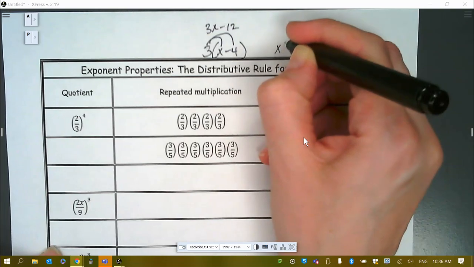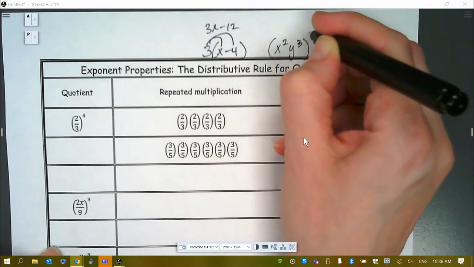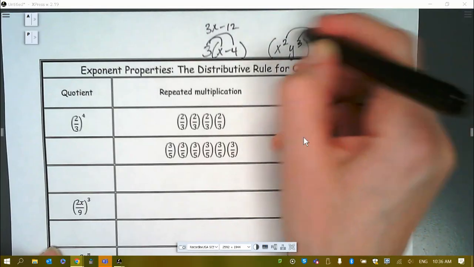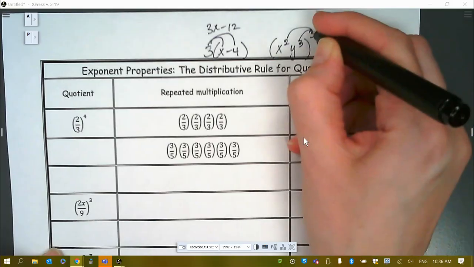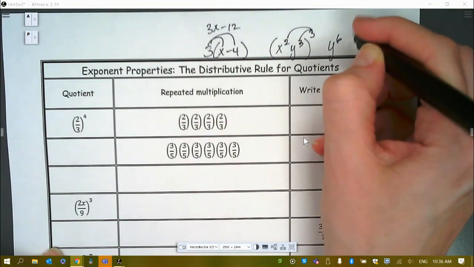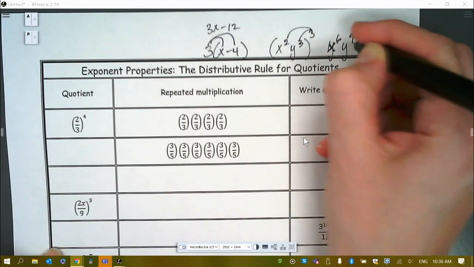But we looked at some other ones last time that were distributing a power to a power, right? And that means that this is doing this 3 times, right? So we have 2 times 3, which is 6. And then this is doing this one 3 times as well. So we have 3 times 3, which is 9. So we have, oops, this should be x, I'm sorry, x to the 6th and y to the 9th, right?